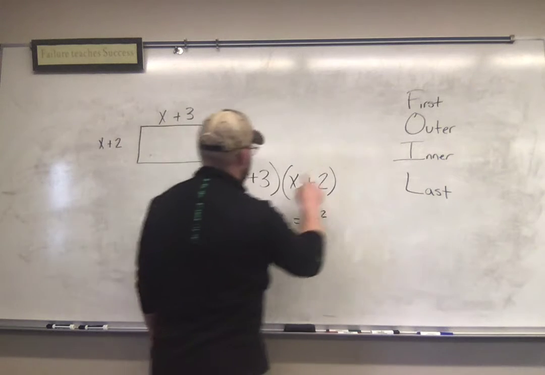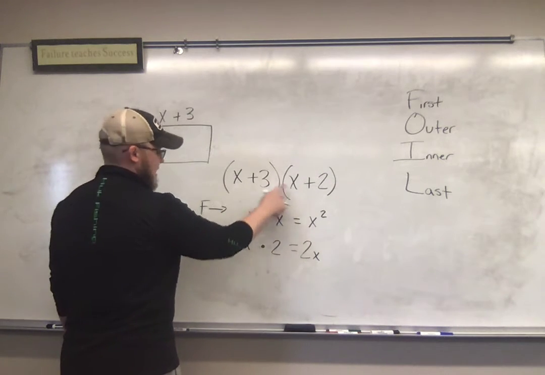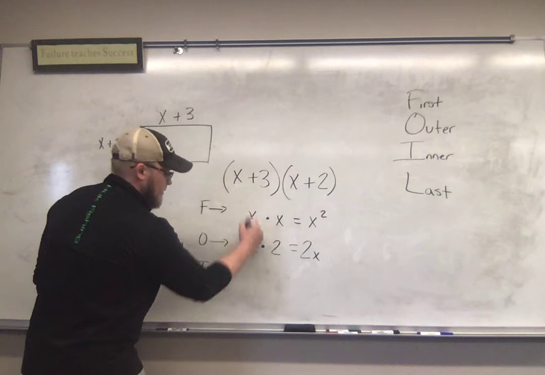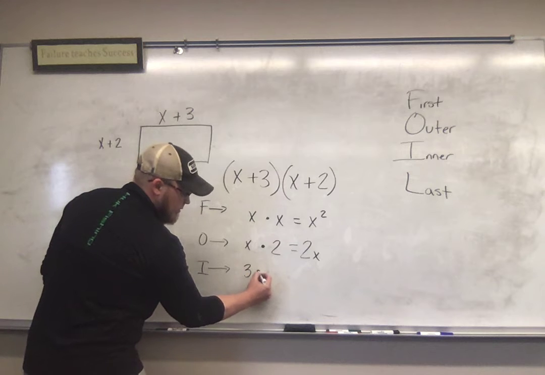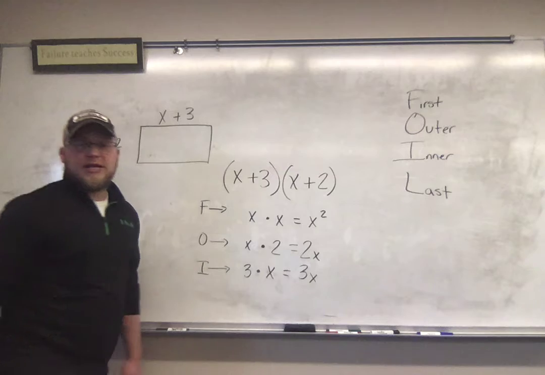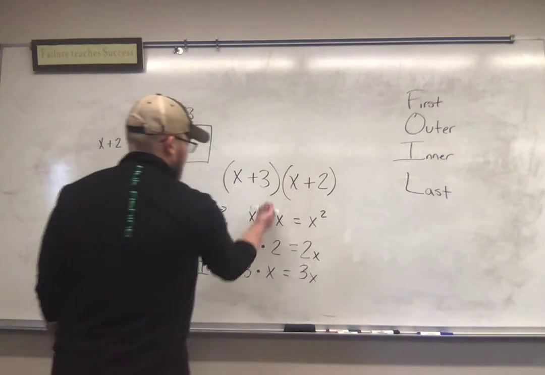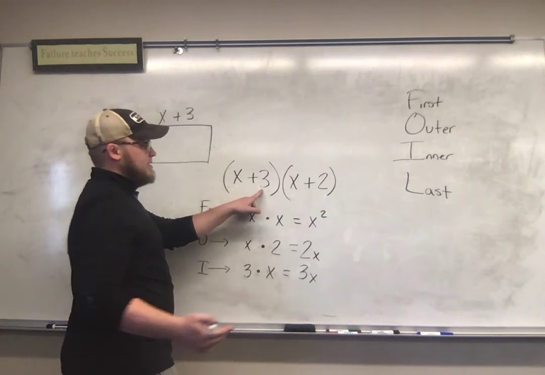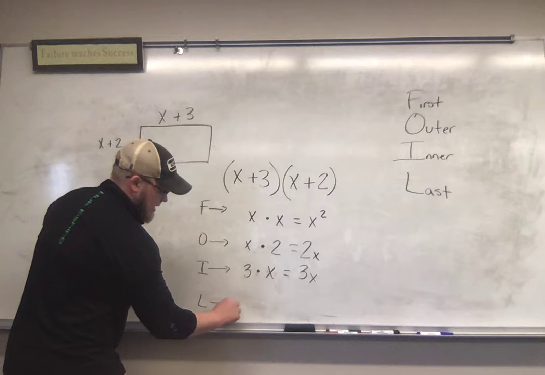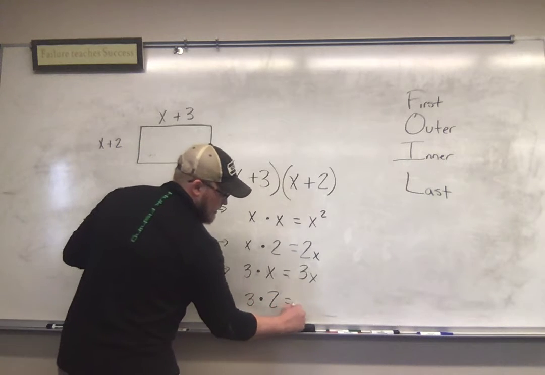The inner numbers, these are the two inside numbers, is 3 times x. So I'm going to write the I, that stands for inner, and it's 3 times x. Well, that just equals 3x. And then the last one, the last number in the parentheses. This is the last number, and that's the last number. So the L is 3 times 2, which equals 6.